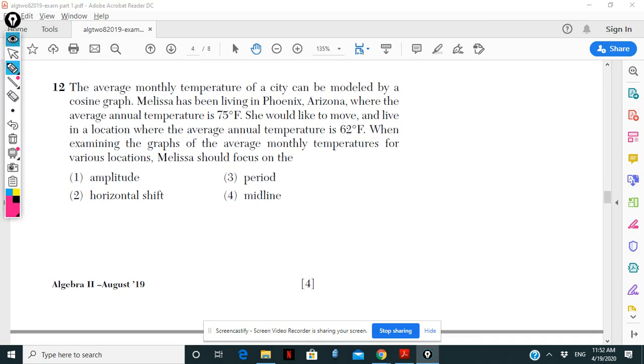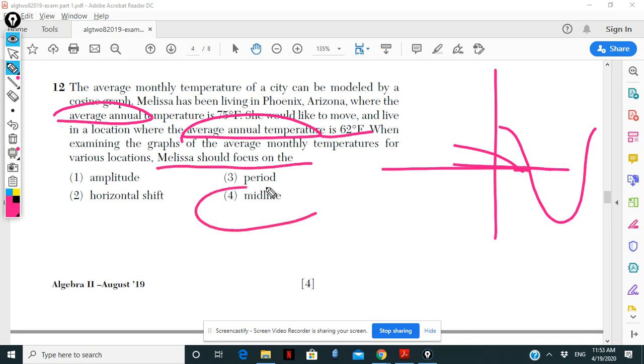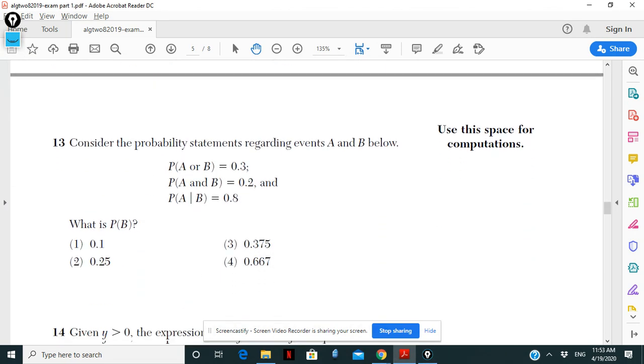Now, the average monthly temperature for a city can be modeled by a cosine function. Melissa has been living in Phoenix, Arizona, where the average annual temperature is 75. Now, she would like to move and live in a location where the average is 62. If you're looking at the word average in a cosine function, the average is always going to be the midline. So Melissa should focus on the midline. So, number 4.